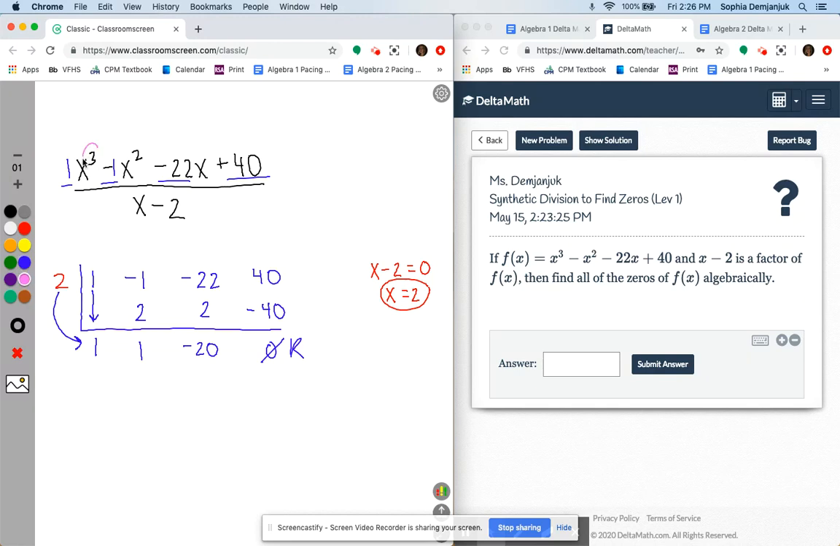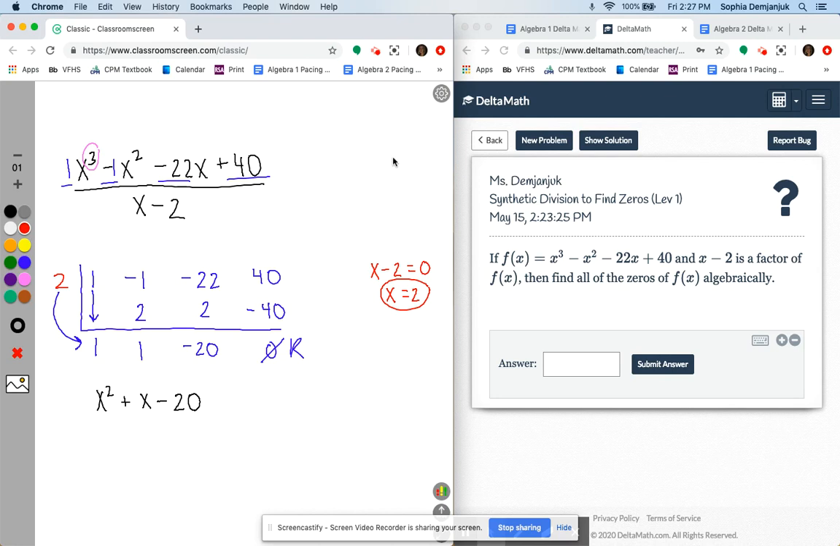Since I started out with a degree of 3 and I divided it by x to the first, just a degree of 1, my answer is going to have x squared as the leading degree. My answer is going to have x squared as the first term. So I have 1x squared. I'm just going to write that down as x squared. Plus 1x. I'm just going to write that down as plus x. And then minus 20 without an x on it. And so I know when I divide these two things, I get x squared plus x minus 20.